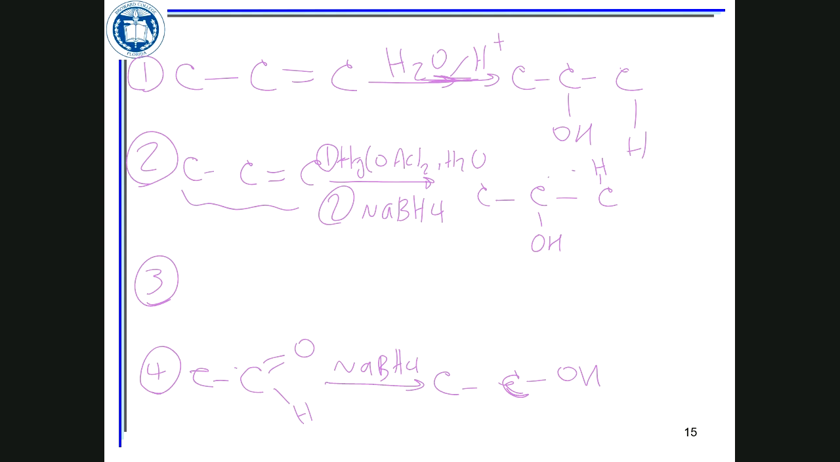Ketone reduction will give me secondary alcohol. But I'm starting from alkene. How can I make alcohol again starting with alkene? If you have ketone and you use sodium borohydride, it will give you secondary alcohol.